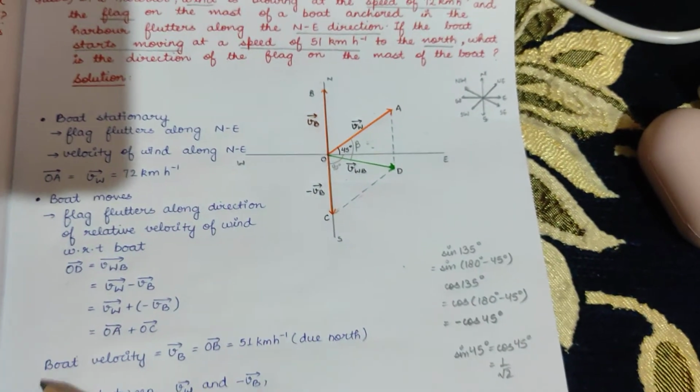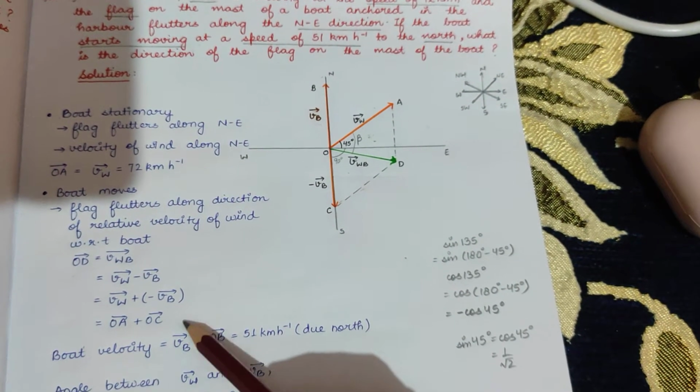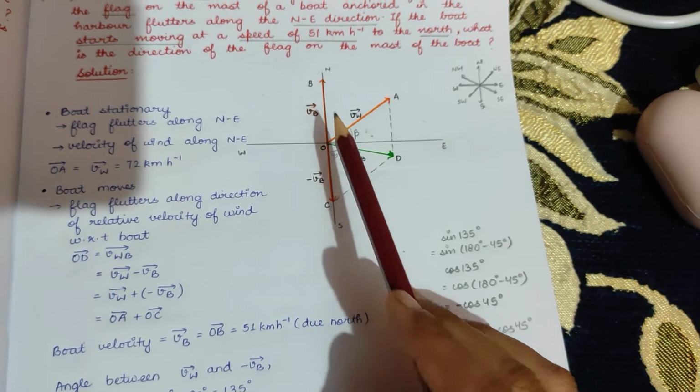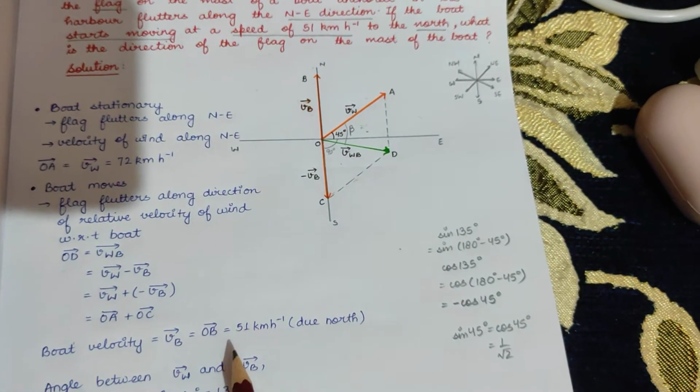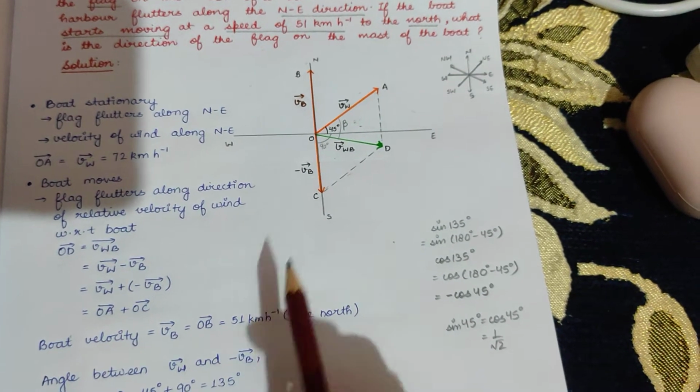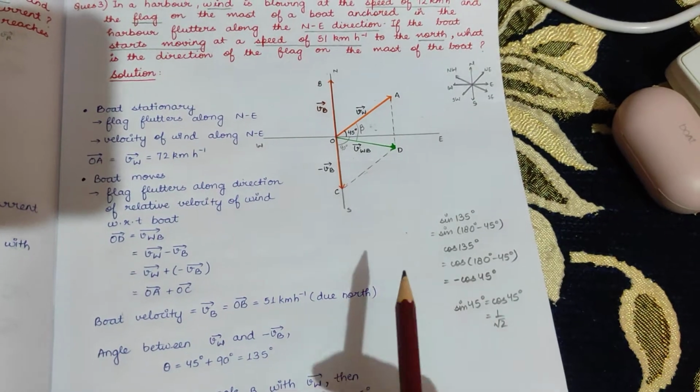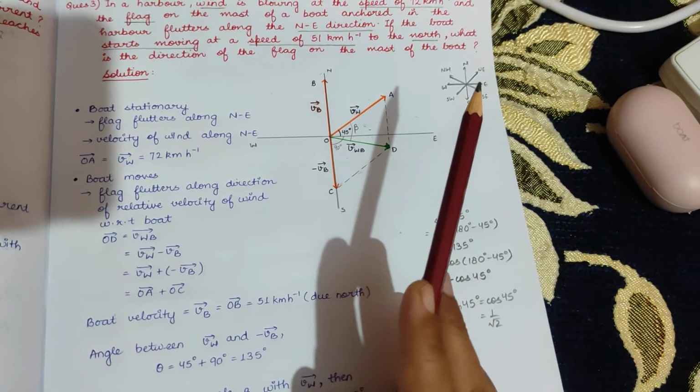Now velocity of the boat is given to us as vector VB, which is represented along direction OB, and it is given to us as 51 km per hour due north. Now we have to find the direction of the flag on the mast of the boat.